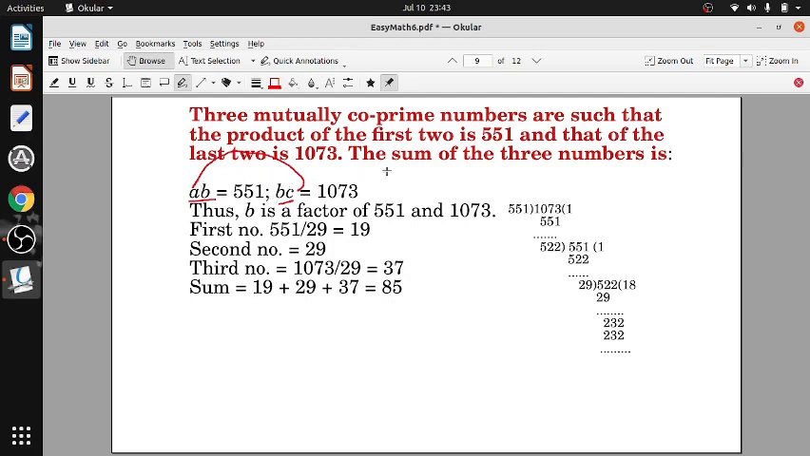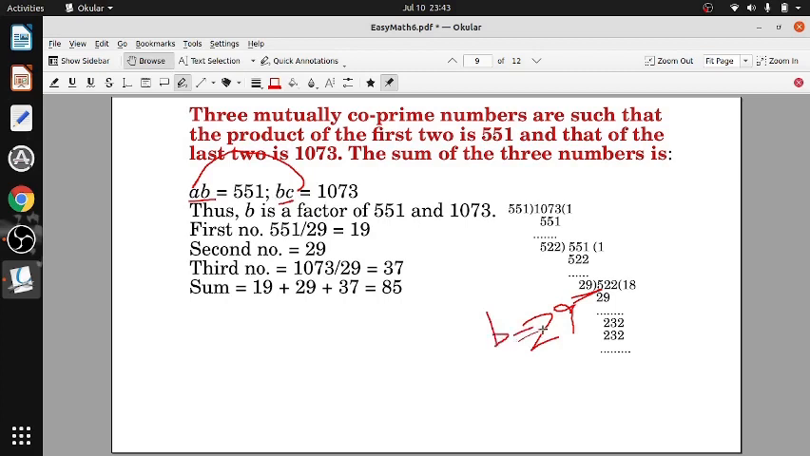Now since they are co-prime, there is no common factor. So the only common factor will be the HCF. So HCF निकालते हैं. HCF we are getting 29. So when 29 is the HCF, then B is 29. Middle number जो दोनों में है, A B में भी है, B C में भी है, the common factor B, the common one is 29. B equal to 29.